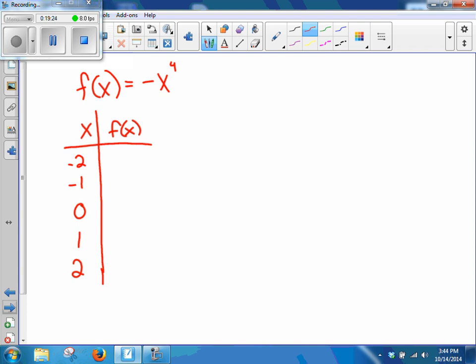All right, when you plug in -2, you have -2 raised to the fourth. Well, -2 times -2 times -2 times -2 is going to be, oh wait, looking at the wrong one. It's going to be -16. Okay, -2 to the fourth is positive 16, but you have a negative out in front, so it's -16. Then you have negative 1 to the fourth, which is just negative 1. 0 to the fourth is just 0. Then negative 1 to the fourth is just negative 1 again, and then negative 16.